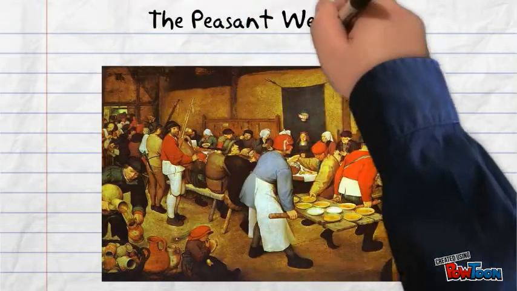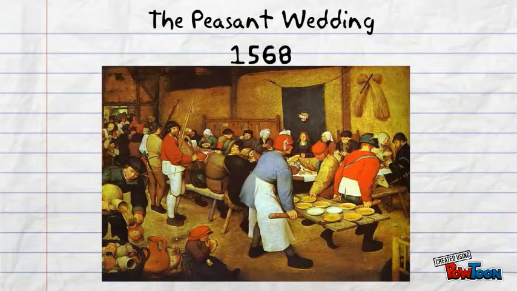The next painting is called The Peasant Wedding, which was made in 1568. It is another oil-on-panel painting, but its colors are much deeper, darker, and richer. It gives one the idea that the event is being held indoors and is a very joyous environment.